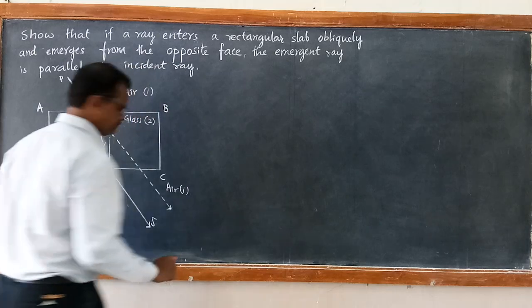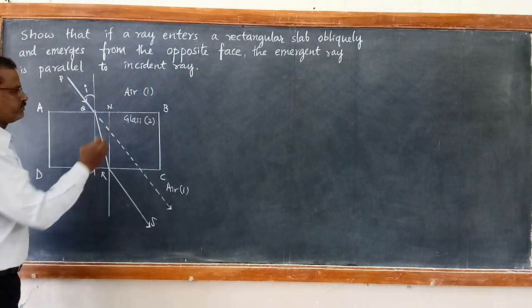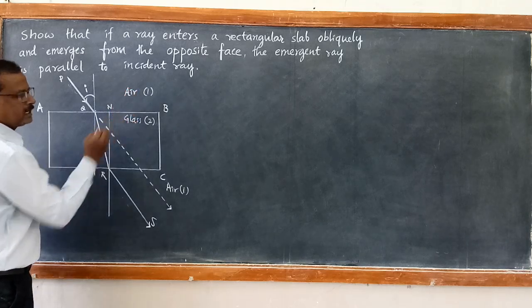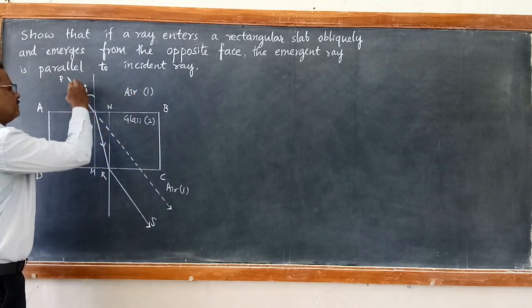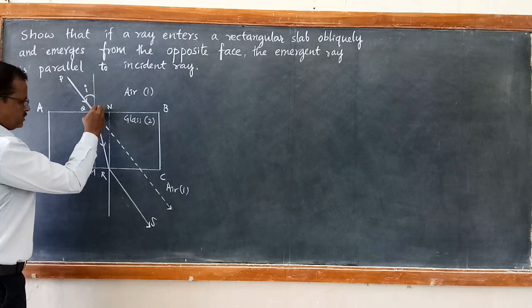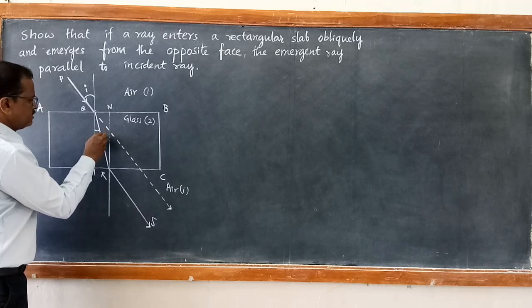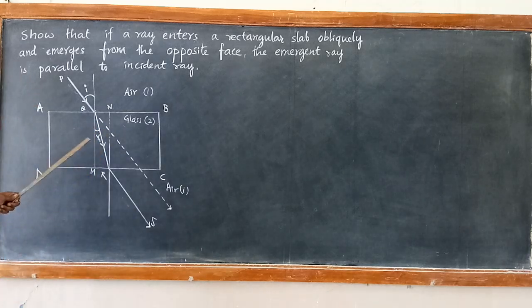So let us see the refraction at the edge AB. AB is the interface separating air and glass. When PQ makes an angle of incidence i with the normal, you see QR is the refracted ray. It makes an angle of refraction. Let us call this angle of refraction r1. So RQM is the angle of refraction.